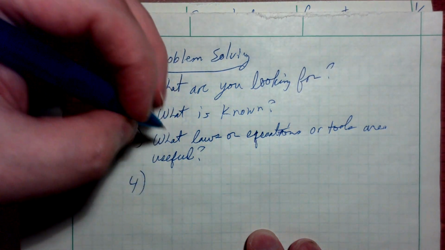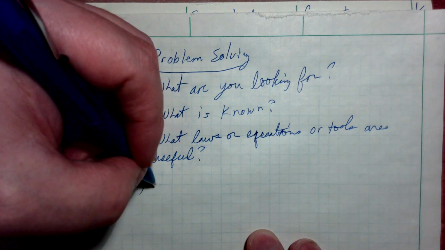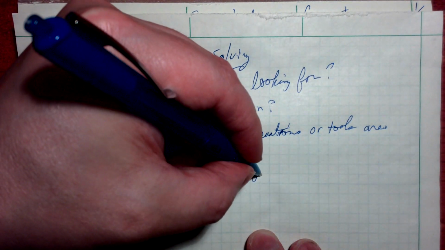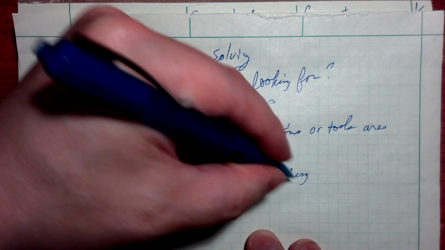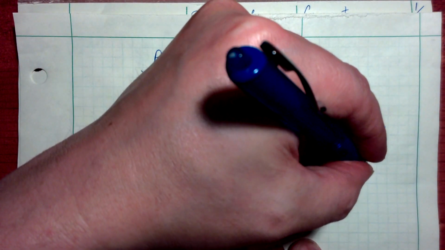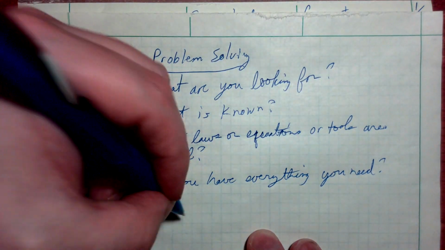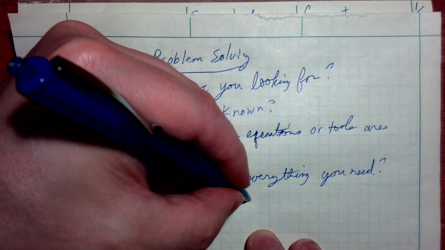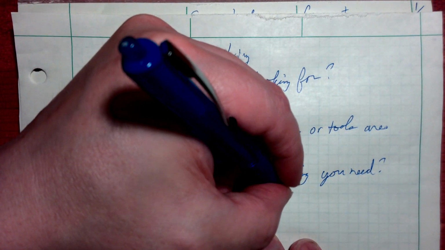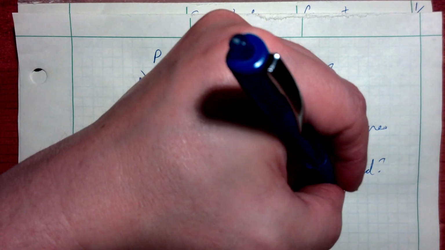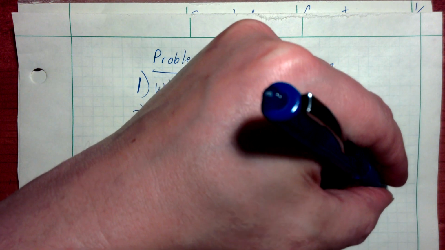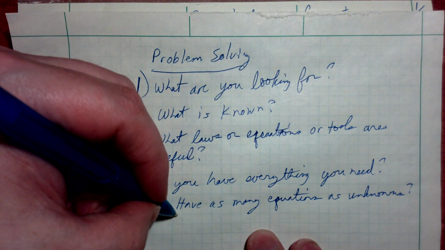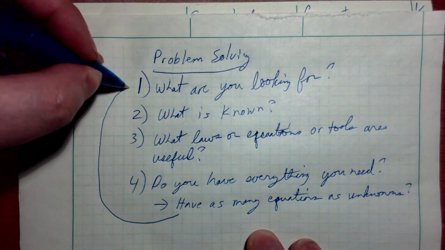Step 4 is a question. Well, they're all questions, aren't they? Step 4 says, do you have everything you need? Basically it is, do you have as many equations as unknowns? Do you have as many equations as unknowns? If the answer is no, you go back.